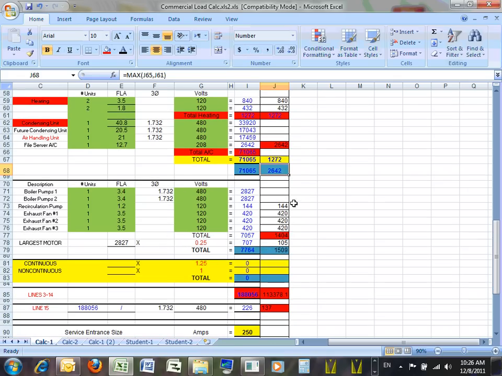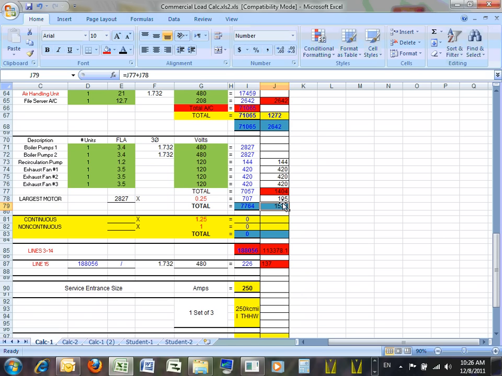Look at the bottom one. The bottom one, anything that has a neutral, guys, we grabbed it over here. We added them up, right? Here's what they add up to, and we added 25% to the largest, and then we total them. Exactly what we did, except now we're only using the single phase. And here's my total here.